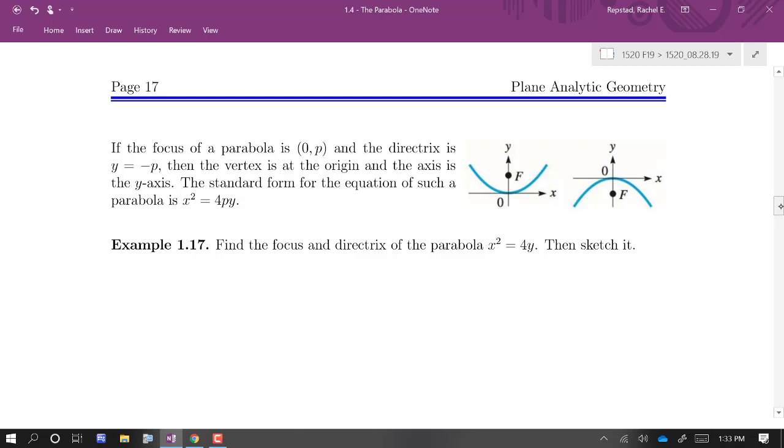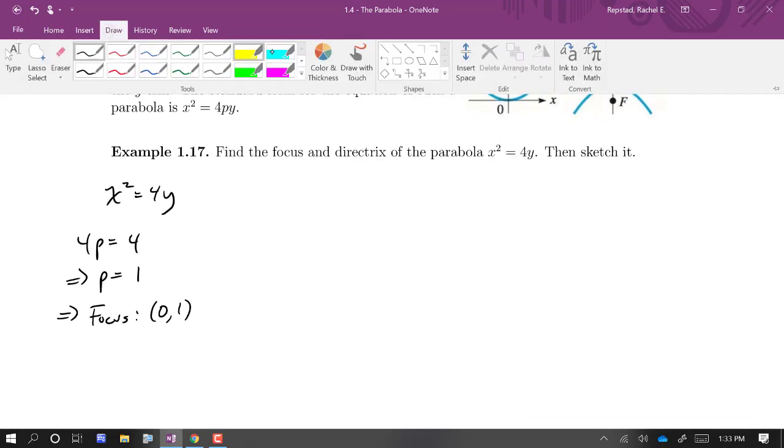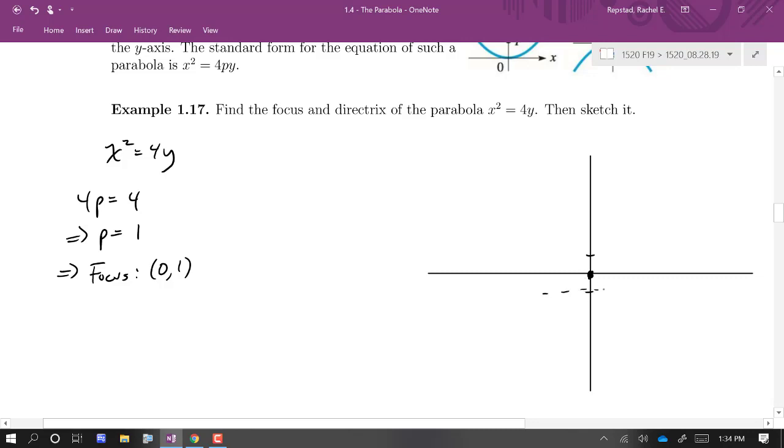So if I've got the parabola x squared equals 4y, that opens vertically. Does it open up or down? Up, yep. So 4p is equal to 4. That means p is 1, meaning positive 1. So the focus is 0, 1. And then y equals negative 1 is the directrix.